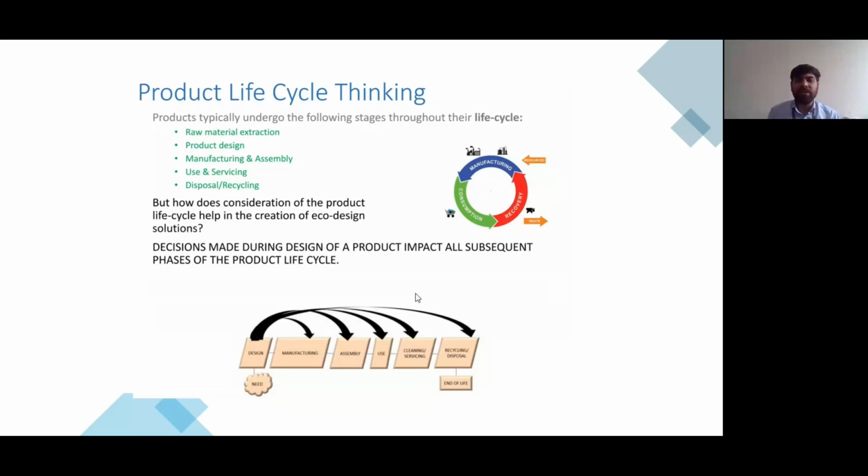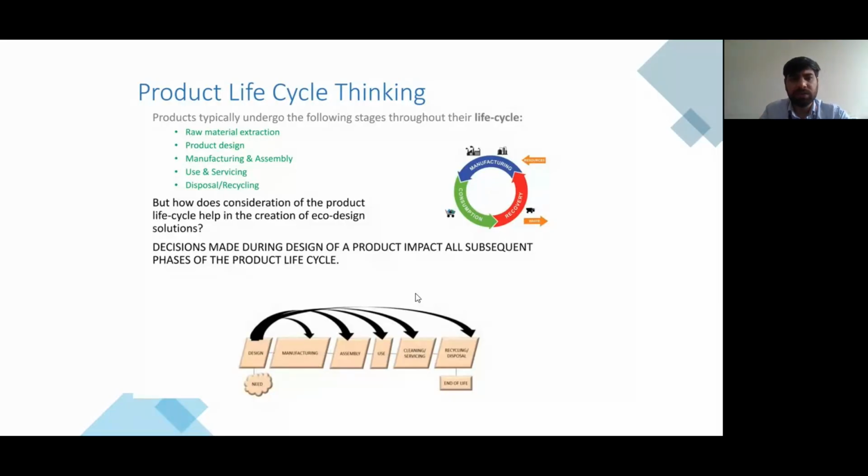So decisions made during the designing of a product impact all subsequent phases of the product life: design, manufacturing, assembly, use, cleaning and servicing, recycling and disposal. Like the bottles or plastic waste generated today, only 60% of that waste is collected, and only about 20% of that collected waste is recycled, and the rest is used for filling dumping sites, etc.